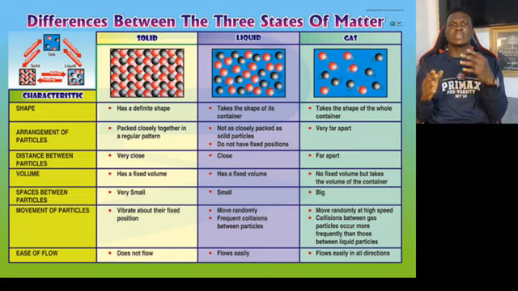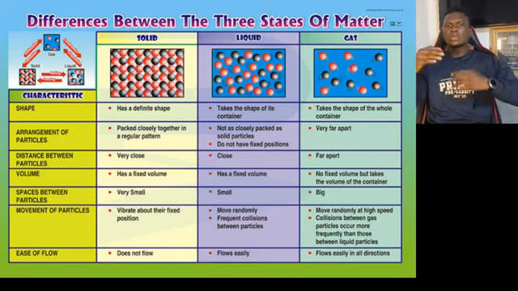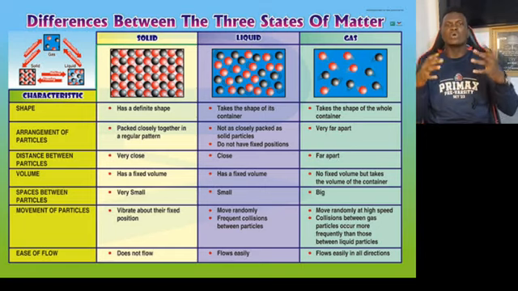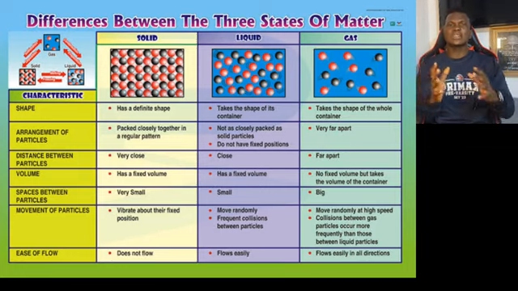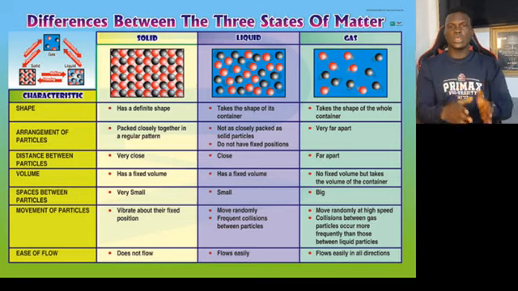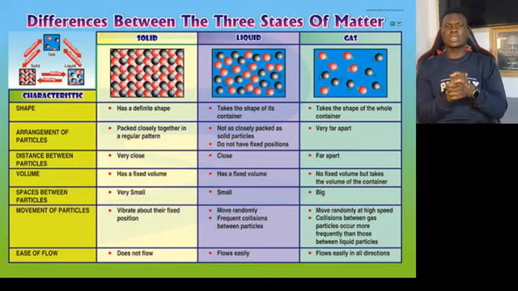And when you're talking about their rates of diffusion, the rate of movement, that is what we call entropy. So the rate of disorder is higher in gases compared to liquids and solids. So let's move on to the next thing.